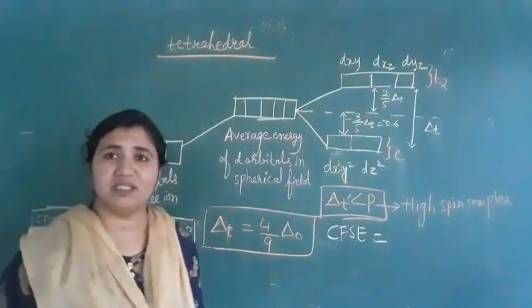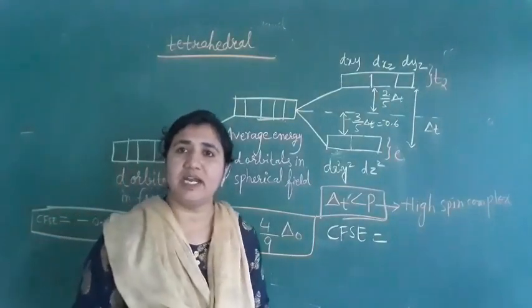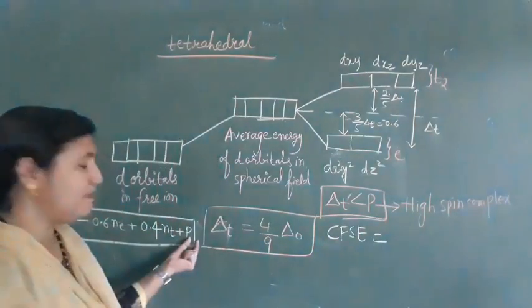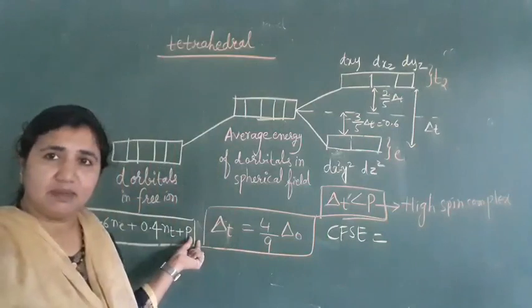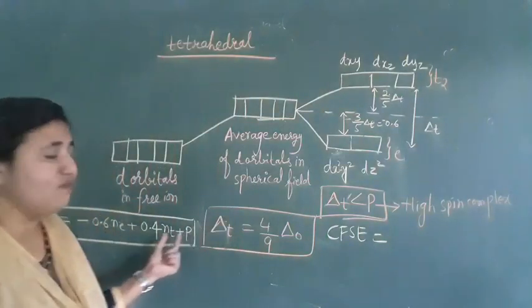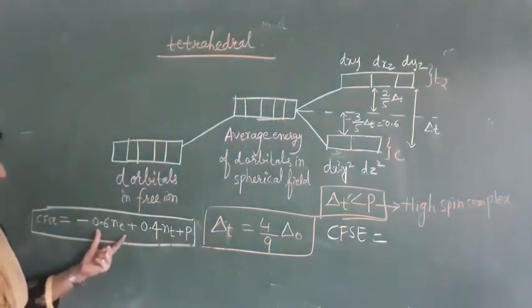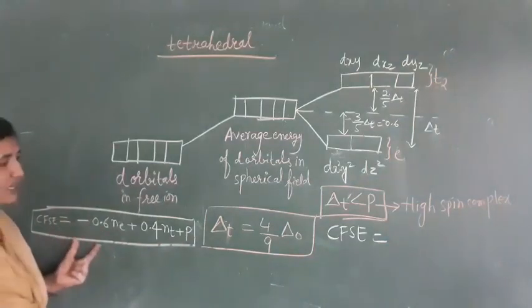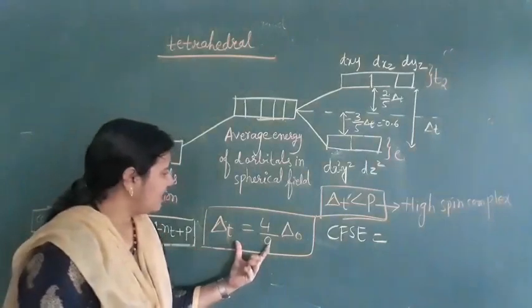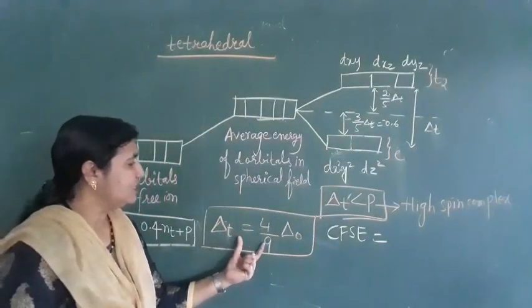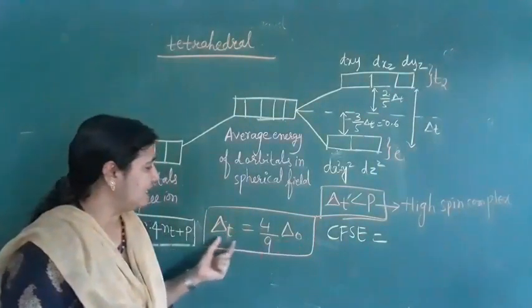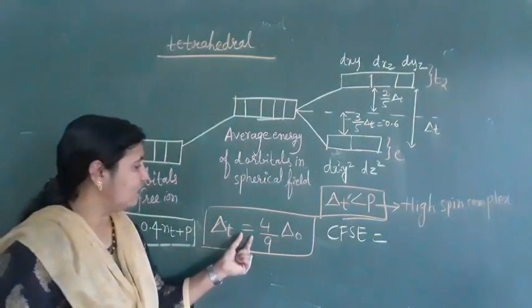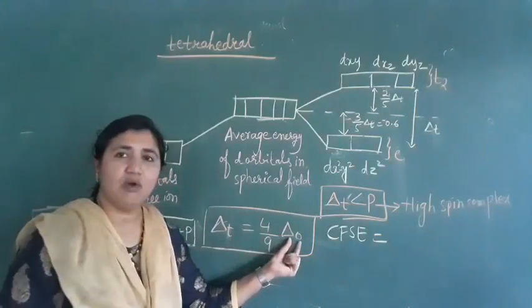How many pairings take place? As we have seen in octahedral, the pairings will take place here. How many pairs take place, that will be the pairing energy. 1P, 2P, 3P, that you have to write and add in the formula. So this is the formula for finding the crystal field stabilization energy for tetrahedral, and this formula is the relation between the octahedral and tetrahedral stabilization energy. So delta T is equal to 4/9 delta O.